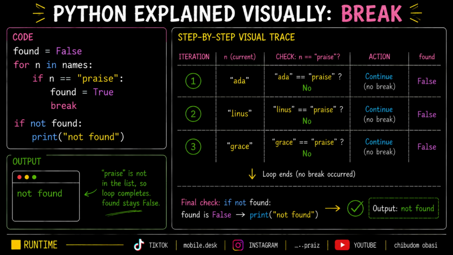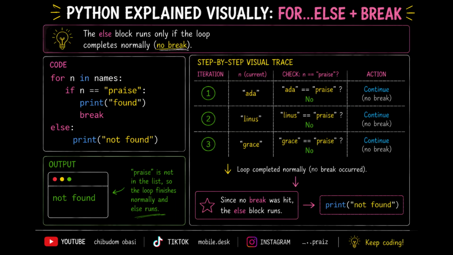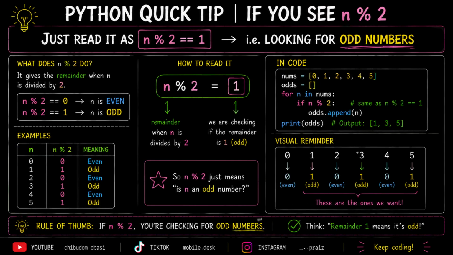As you can see, in the code we have on the screen, you have for n in names, if n is equal to praise, print found, then break. So once it finds the name praise, the whole loop ends completely. Then, on the same indent as your for loop, you have an else statement that just prints not found. So it's not printing on every single name. It's only going to print not found if it goes through the entire list and finds nothing.